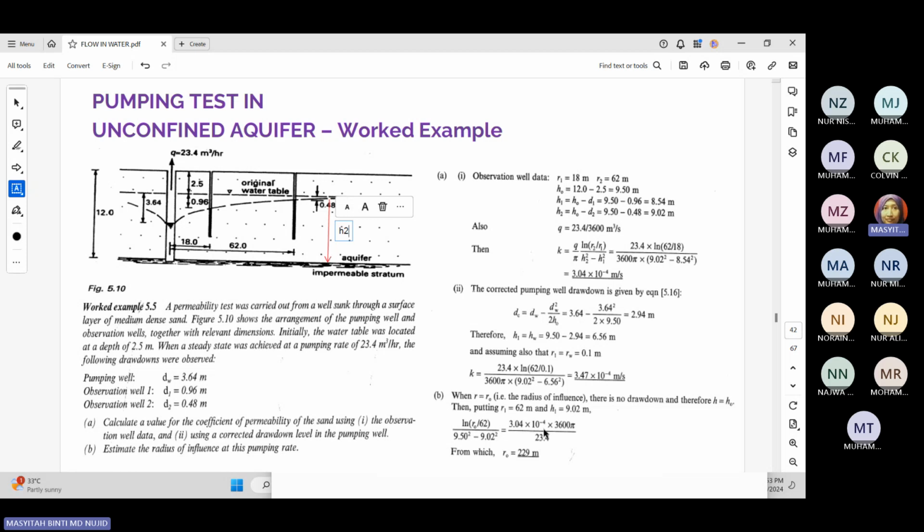If you have the influence radius, some assumptions are made. Previously we had 2 observation wells, now we only have 1 observation well. The observation well in between the pumping well is removed. So now we only have a distance of 62 meters. H2 becomes H1. Substitute into the equation, and you need to find R naught. So R naught in this problem is 229 meters.